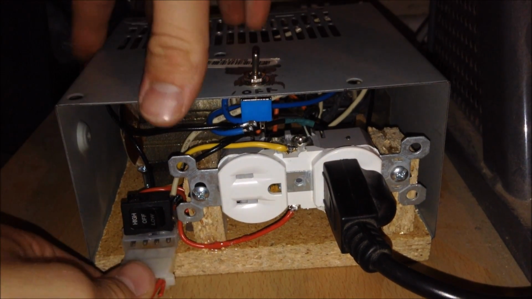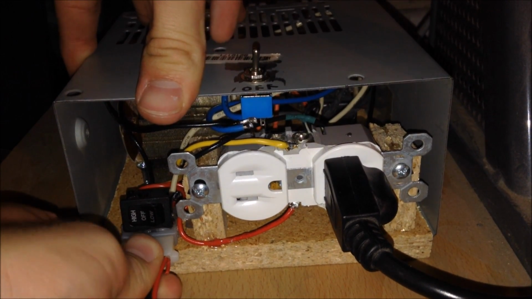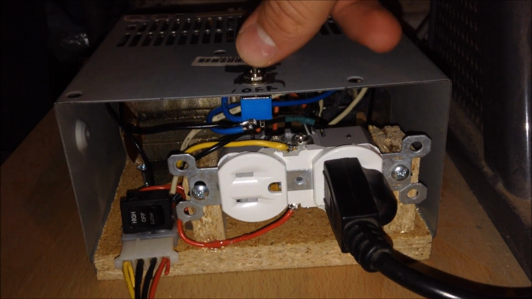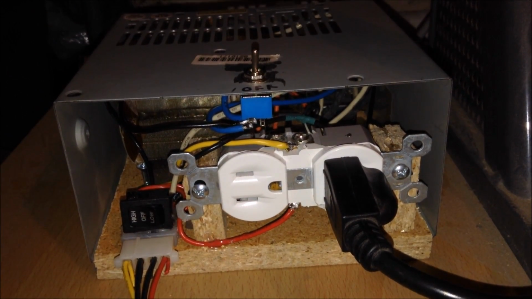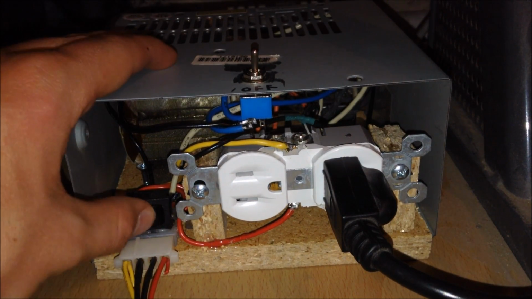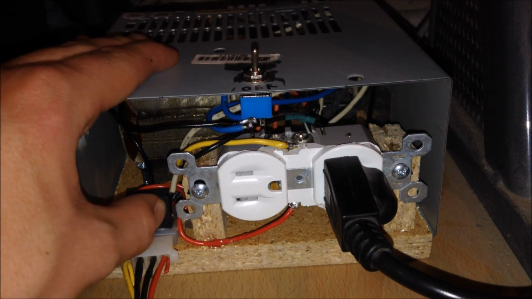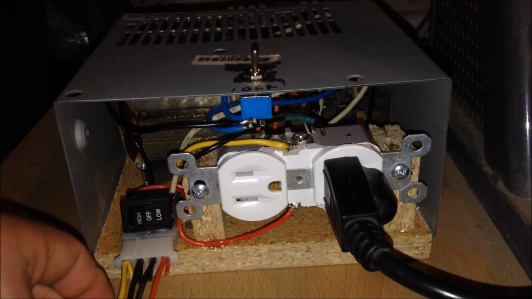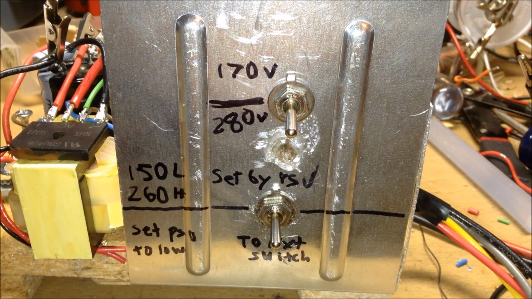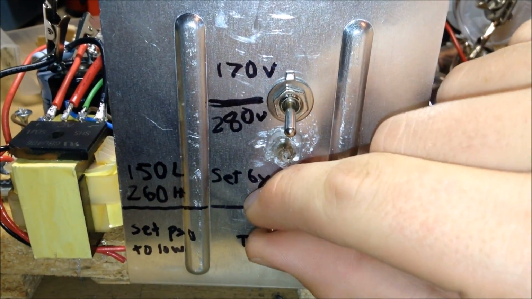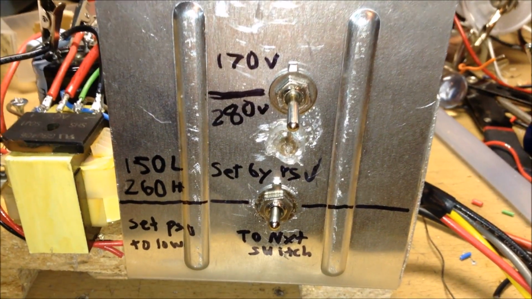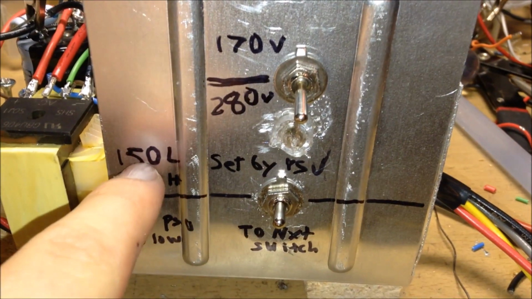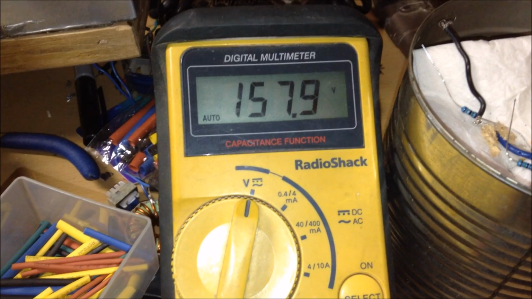The first thing I will do is plug my tube power supply into this isolated power supply. I will set the selector switch to low, which means that between these two wires, there's only going to be 110 volts coming out. I will then set this switch to power set by the PSU, and since the PSU is on low, I will be getting 150 volts out. As you can see, this is correct.